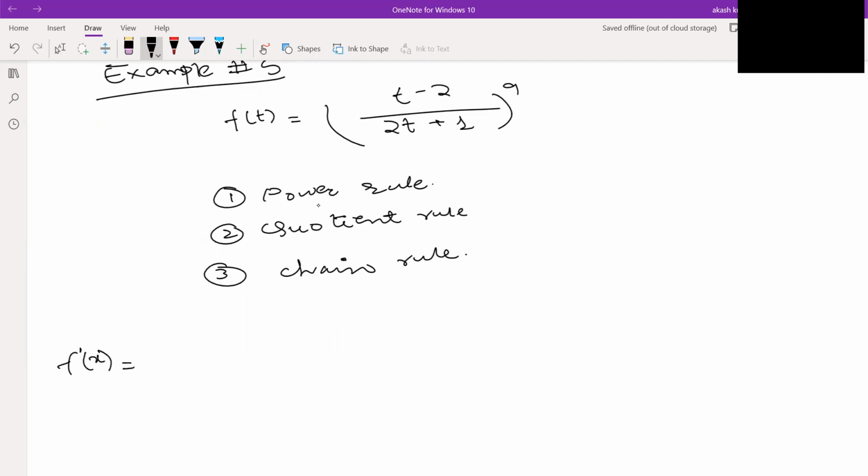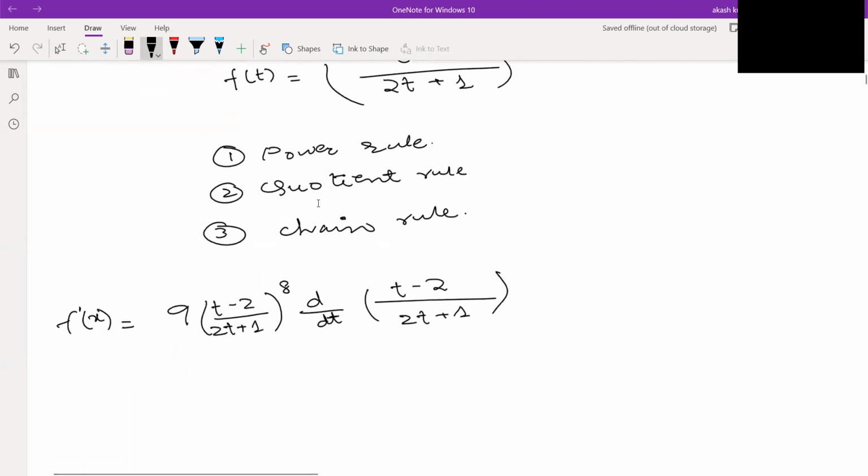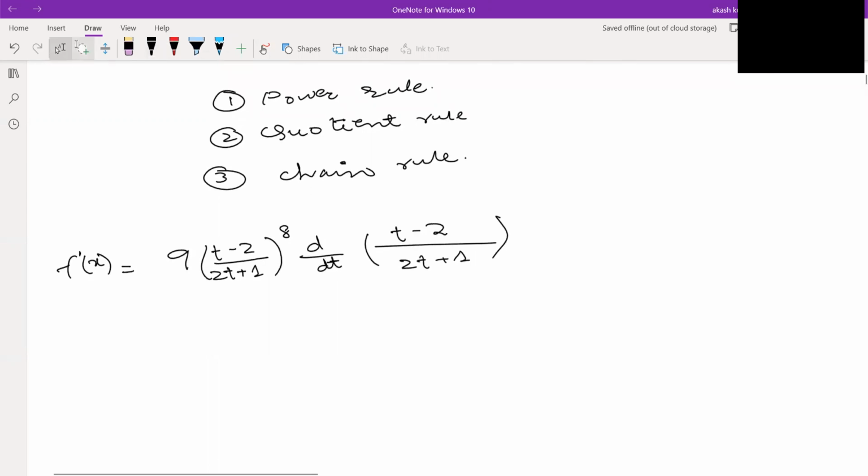Is this plus 1 or minus 1? It is plus 1, 2t plus 1, t minus 2 over 2t plus 1. Applying the power rule, power first, and then t minus 2 over 2t plus 1, minus 1 from the power, so it will be 8. Yeah, minus 1. And then taking the derivative of the inner function, that was t minus 2 over 2t plus 1. So f dash of t equals 9 times t minus 2 over 2t plus 1 whole power 8.